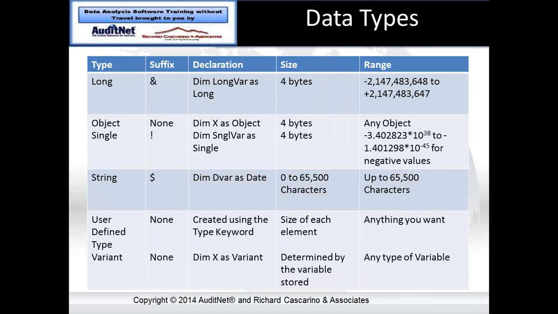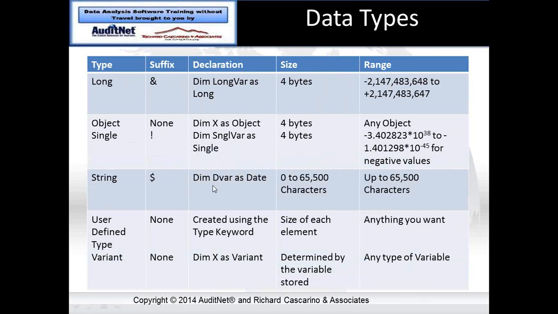I can define it as a single object, so I can Dim x as Object, which will give me 4 bytes long. I can put anything in there. Or Dim a single variable as Single, and that will give me 4 bytes, and I can put numbers in there from minus that to plus that for negative values.